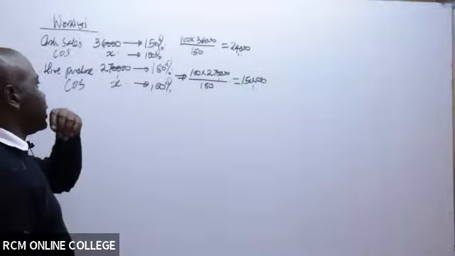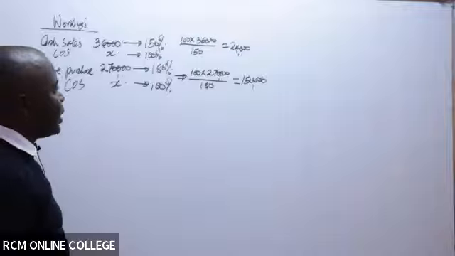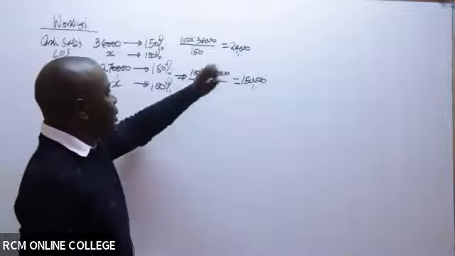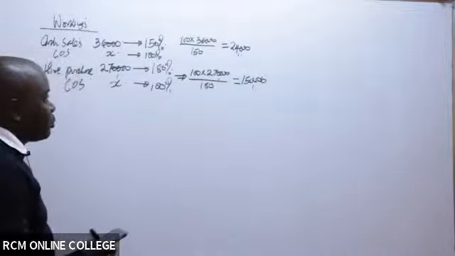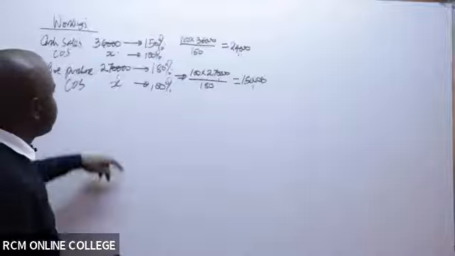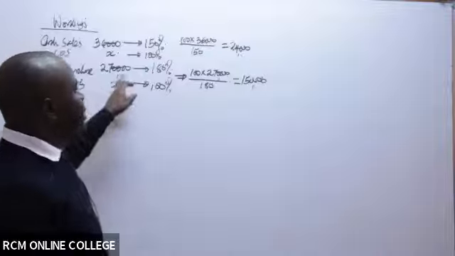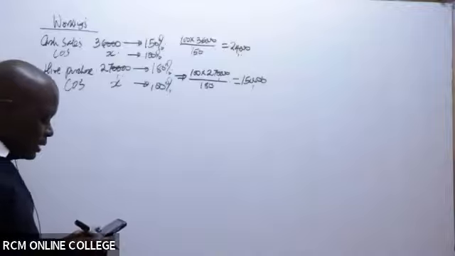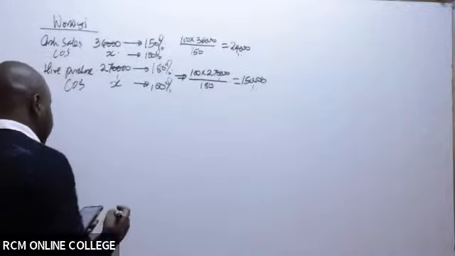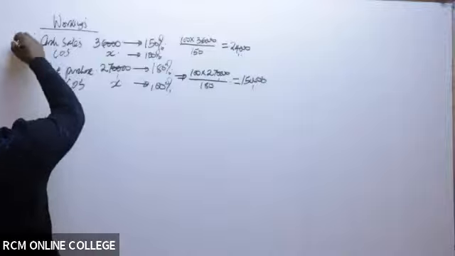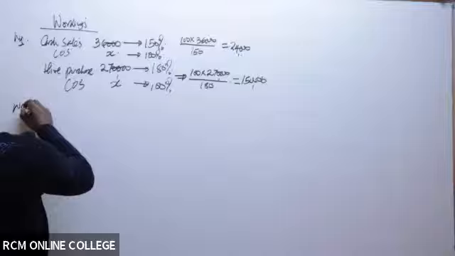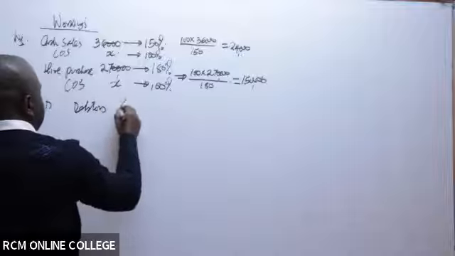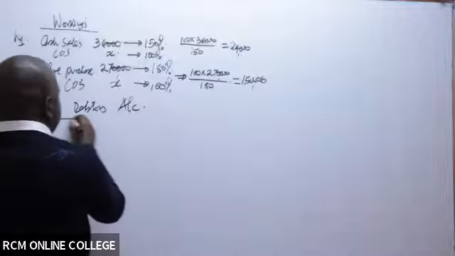To get the GP here, we'll just take this amount, minus this particular amount, and we'll get our gross profit in the income statement. We'll also take under hire purchase this amount, minus this one, and we'll get our GP. Then we can come up with our debtors account.